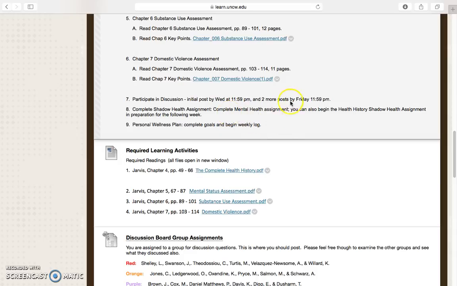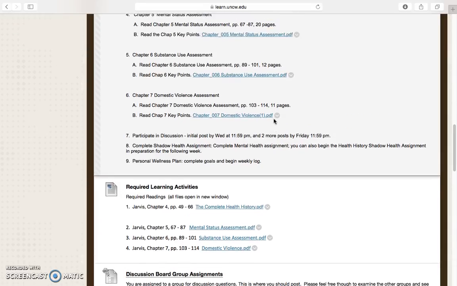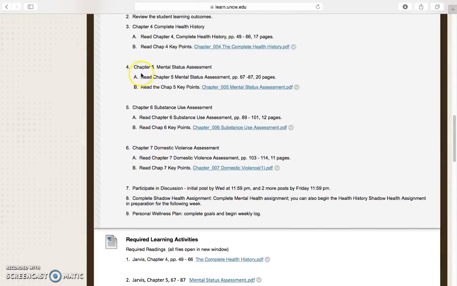Again, when you complete the mental health Shadow Health assignment with Tina, be sure that you're paying attention to those components here that are outlined in the Chapter 5 mental health status assessment.